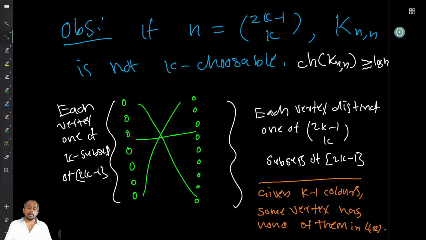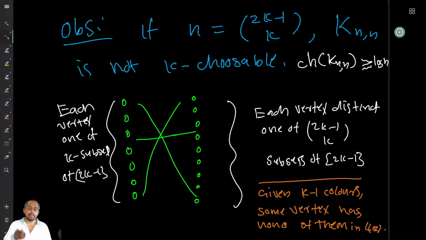Then on the right side, again, each vertex is given one of the 2k minus 1 choose k subsets of 1 to 2k minus 1. The same thing that I do on the left-hand side, I do on the right-hand side also. Now the question is, can you color this graph with this list assignment? The claim is that it is not possible.